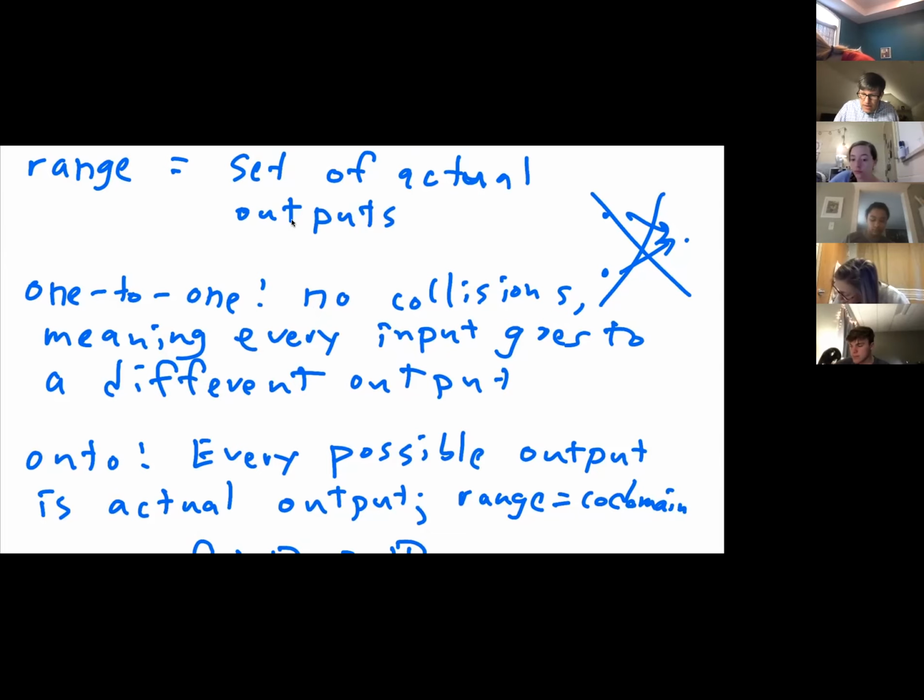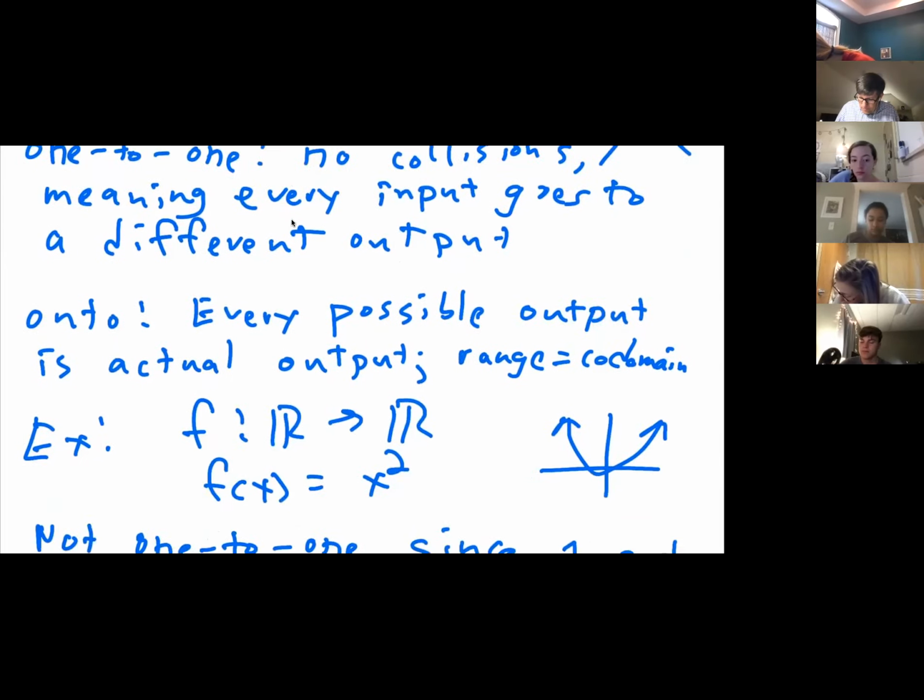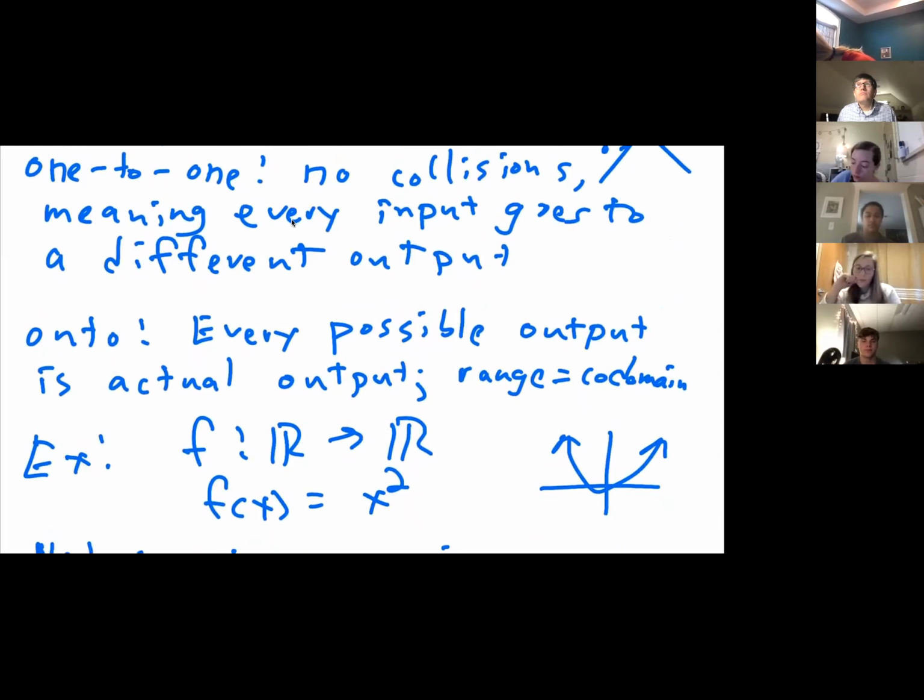Okay, so let me give you an example. Here is a function from R to R. It's f of x equal to x squared. It's my good old parabola because I can picture that pretty well.